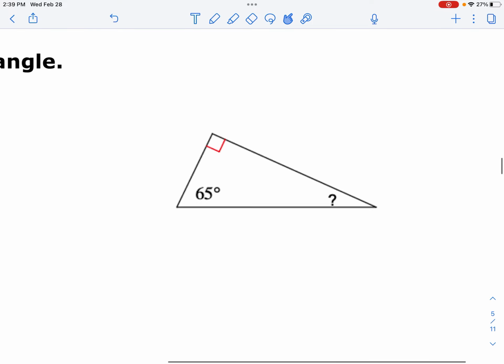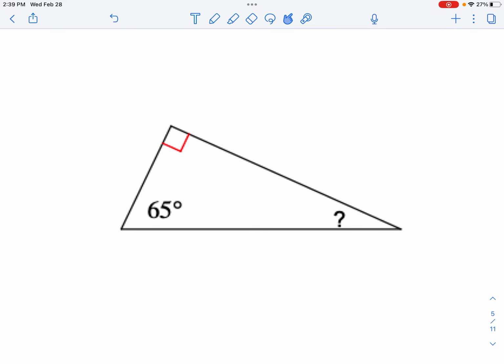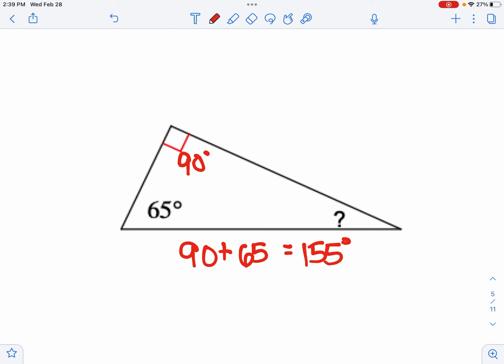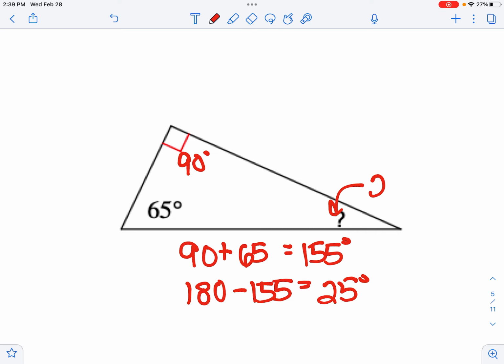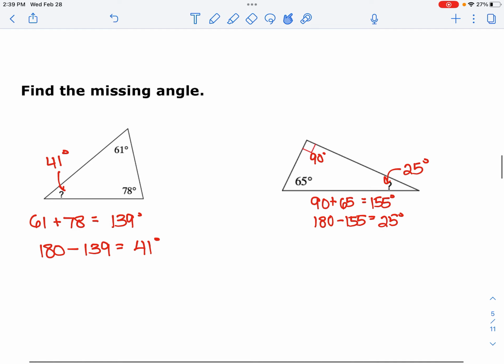All right, in this picture, remember when you see this little half box here, that means 90 degrees. So if I go 90 plus 65, I get 155 degrees. If I take that away from 180, then I'm left with 25 degrees. So this angle here has to be 25 degrees. That's the triangle sum theorem.